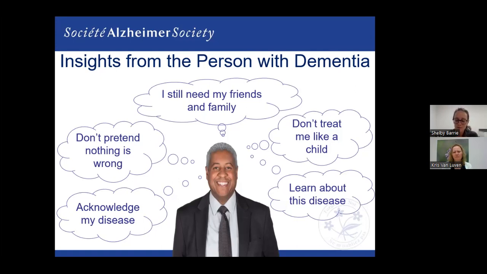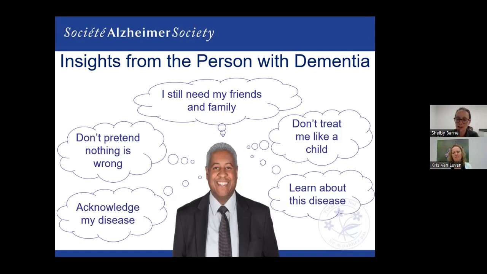I still need my friends and family. Many people living with dementia say that it's very important to maintain that connection with friends and family and to maintain normal relationships with people in their life. There's often a fear when people are diagnosed with a dementia of sharing that diagnosis because of the impact that it may have on their relationships with others.